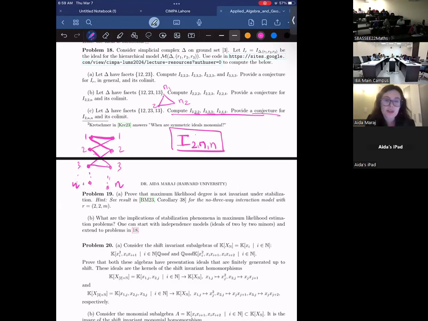There is combinatorics going on there. Okay. Also, could you please give insight about part A, where you ask the provider conjecture for IR? When I try to compute these ideals, I see that the ideal set does not contain each other.